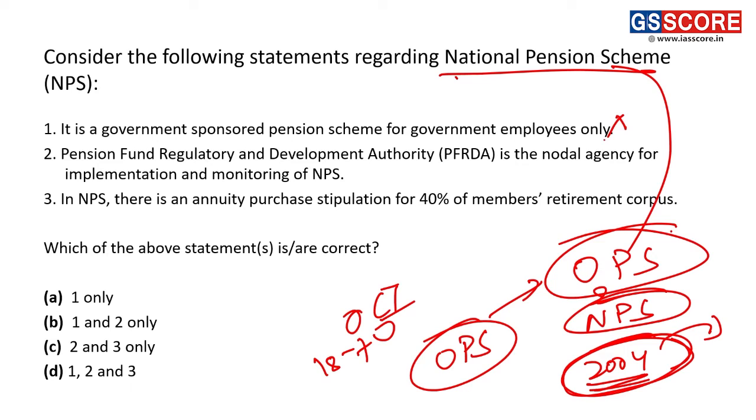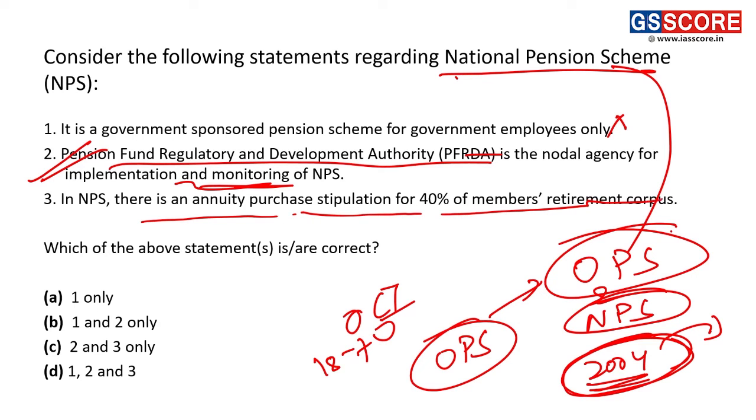The PFRDA is the nodal agency for implementation and monitoring of NPS, yes, because it is the monitoring aspect, the Pension Fund Regulatory and Development Authority. So it is correct. In NPS, there is an annuity purchase stipulation of 40% of the members' retirement corpus. That is also correct. And these were covered very well in news. So we have statements 2 and 3 as correct. Hence, the correct answer would be option C. Option C.